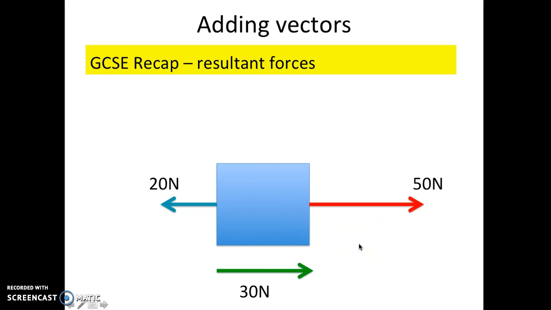Now I could have drawn this slightly differently. I could have the arrow pointing in the other direction, and this time it would be minus 20 newtons, so it's actually acting in the opposite direction to the way the arrow shows me. And again, I would have a resultant force of 30 newtons. Sometimes you have situations where there is only one force acting, so my resultant force is that one force, 50 newtons. All of this you should remember from GCSE.